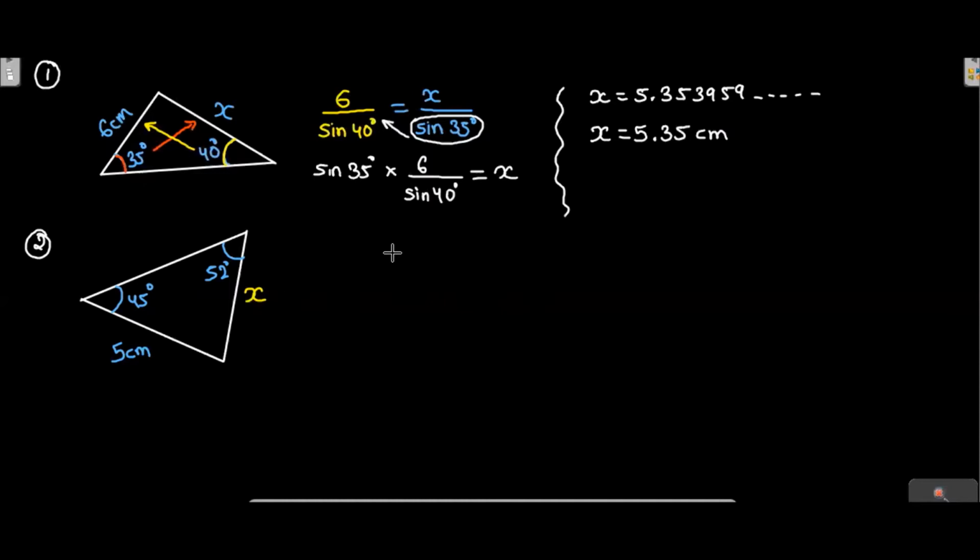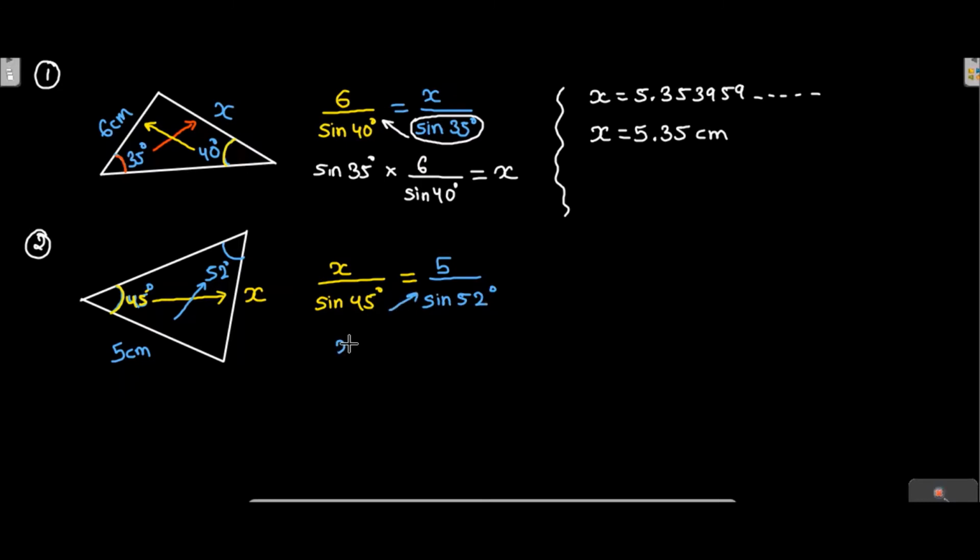fine. As I said, if you're finding the length, unknown length, the side should be in the numerator. So let us take this 45 degree. According to this 45 degree, the opposite side is this. So I will write x divided by sine of 45 degree equal, the other side is 5 centimeter divided by, because these are opposite to each other, right? Sine of 52 degree. Again, x is in the numerator here, only we need to get rid of sine 45.